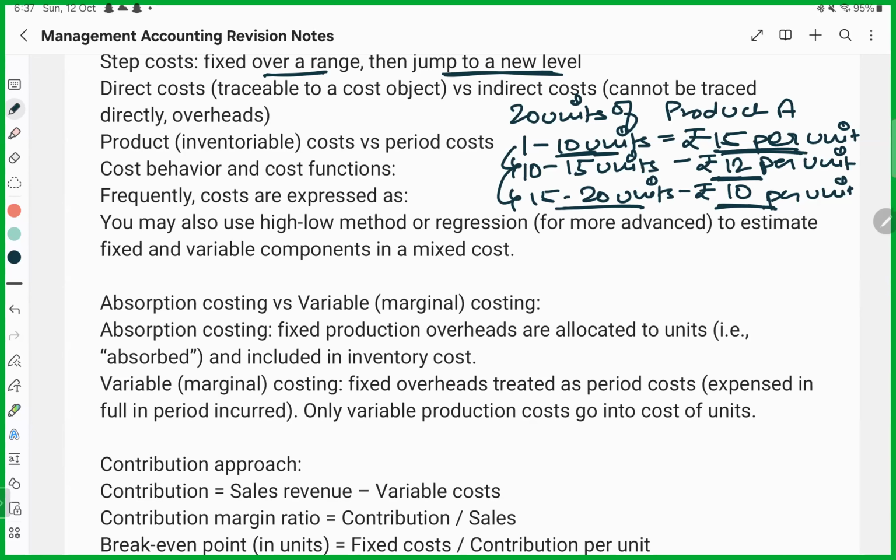So step fixed cost is nothing but costs that remain fixed for a range. That is, over here, rupees 15 is fixed for a range of 1 to 10. Rupees 12 is fixed for a range of 10 to 15. Rupees 10 is fixed for a range of 15 to 20. As I'm jumping from one range to another, I keep on saving on the cost.